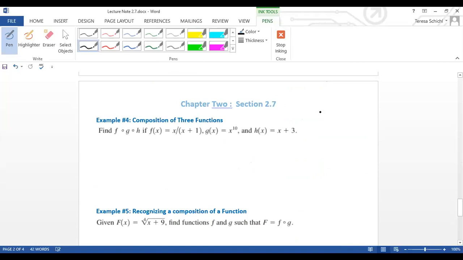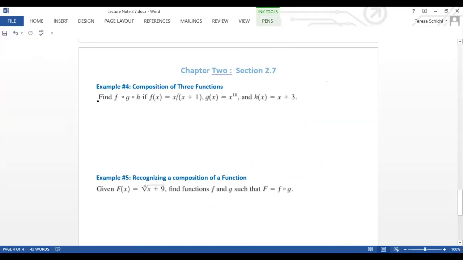Example number 4 is the composition of three functions. This is not hard at all, basically, if you can write it the correct way. The most right one always goes inside. So this is f of g of h of x. The first thing, the most inside, is h of x.